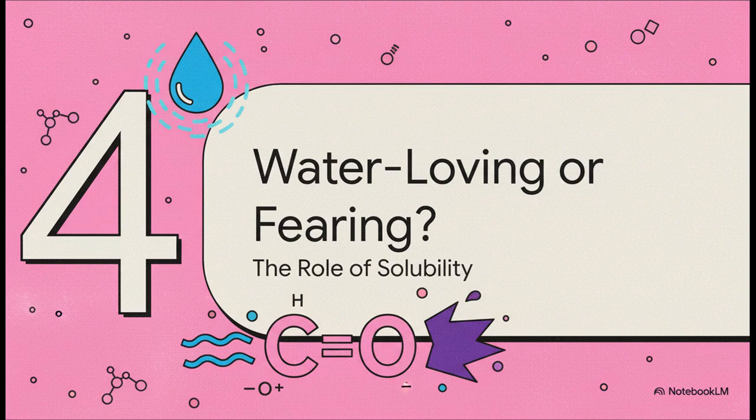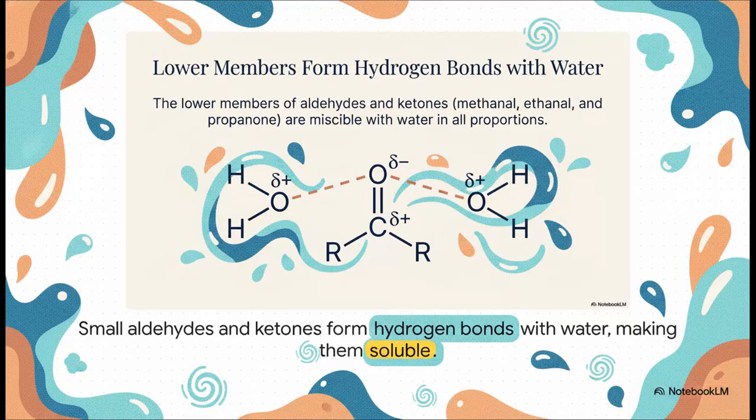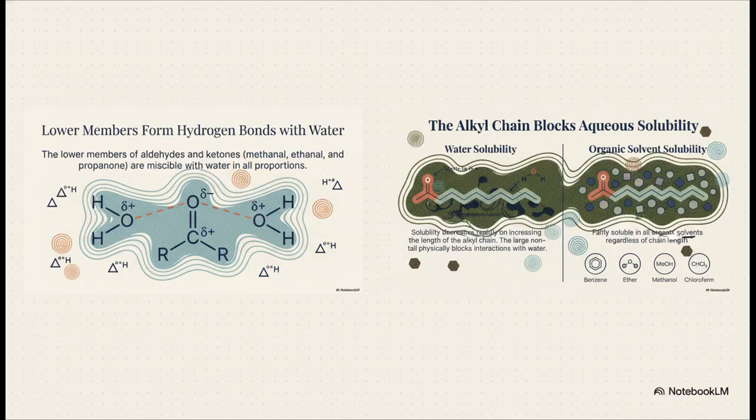We're going to see how the carbonyl group's split personality, that polar head, decides whether it's going to dissolve in a polar solvent like water. That polar carbonyl group acts like a water-loving head. Its partially negative oxygen atom is really attractive to the partially positive hydrogen atoms in water molecules. And this is cool. It allows it to form hydrogen bonds with water, even though it can't form them with other molecules of itself. That's why the smaller members, like propanone, can mix freely with water in pretty much any proportion. But, and this is a big but, there's a catch.